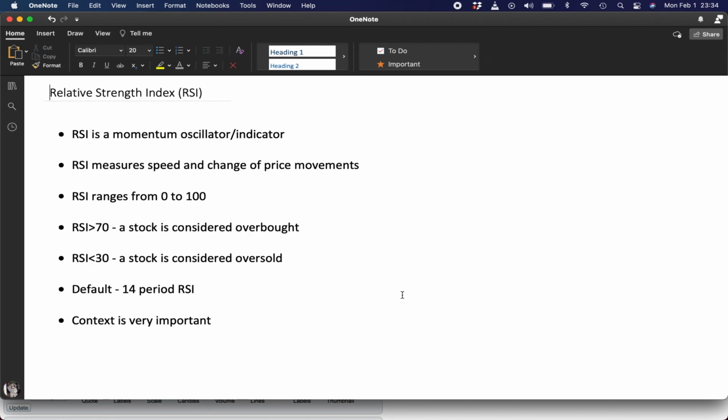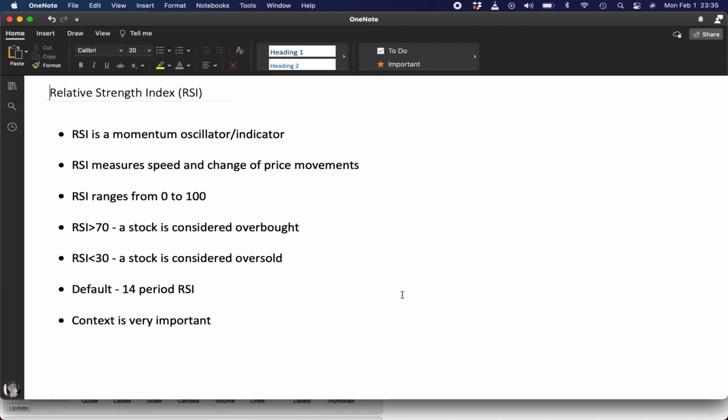Now, traditional interpretation and usage of the RSI are that values of 70 or above indicate that a stock is becoming overbought or overvalued and may be primed for a trend reversal or even a corrective pullback in price. An RSI reading of 30 or below indicates an oversold or undervalued condition.